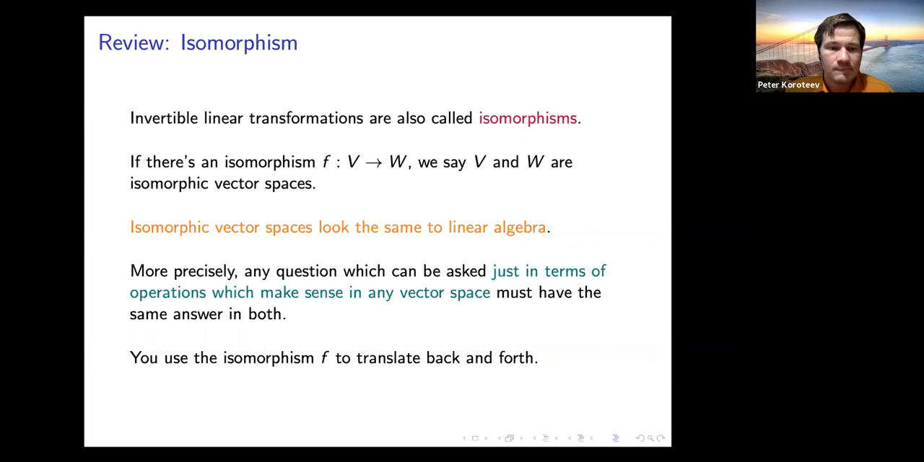So if you ask a question about one of those spaces and answer it in any way, it will provide you the answer for the same question for the other vector space, which is isomorphic to the first one. So we can use an isomorphism F to translate back and forth.